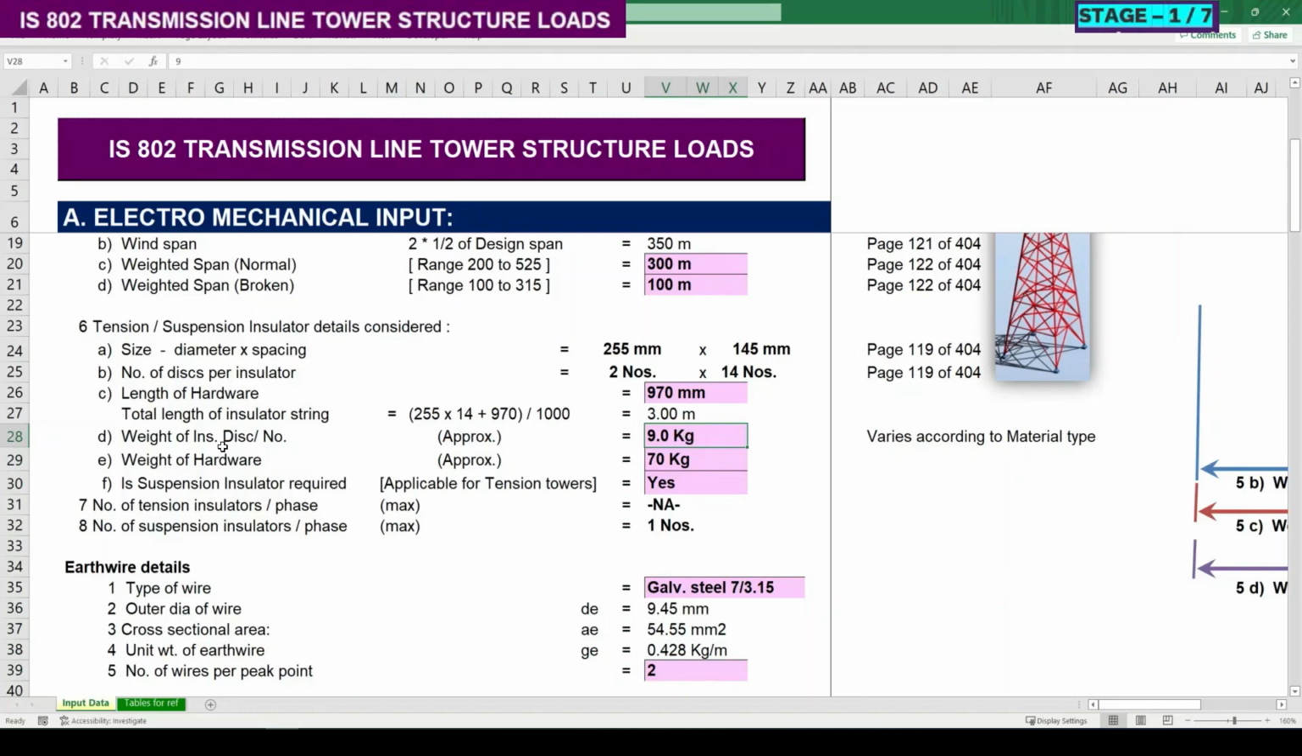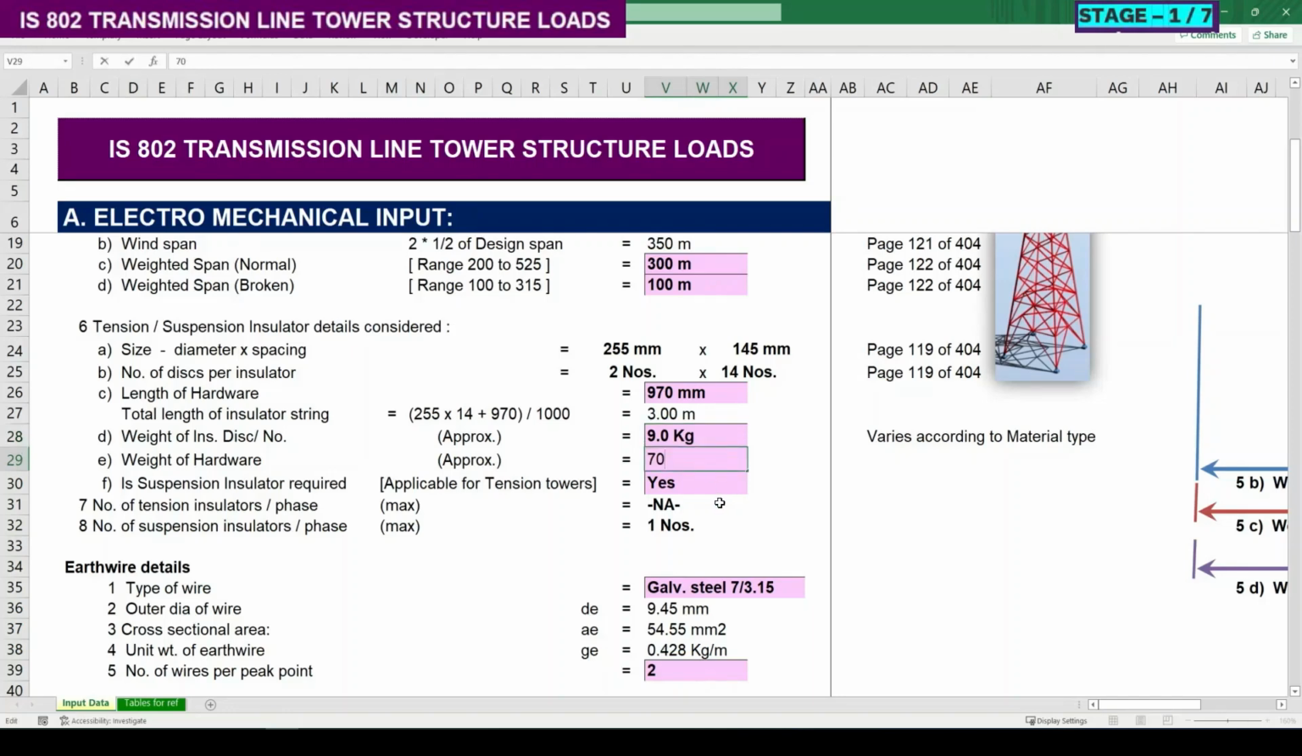This will vary according to the materials, because there are various types of insulators. Insulators come in various material categories, like post insulators made of porcelain clay material, or sometimes a polymer or glass fiber. So there are a lot of materials in terms of insulators. According to the supplier or manufacturer catalog, we can get this value. We can consider it as 9 kg.